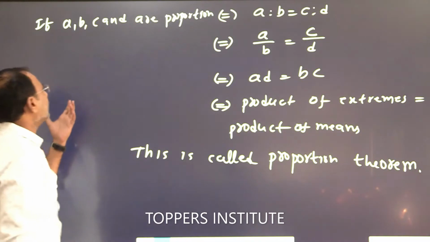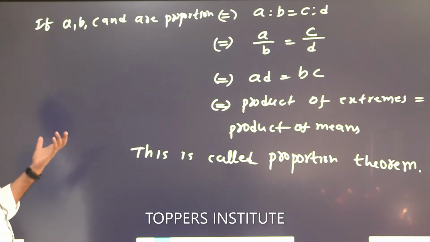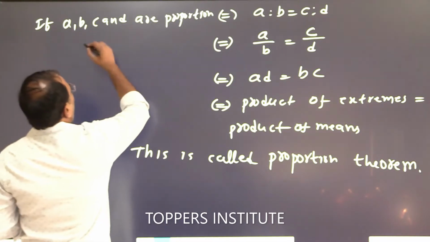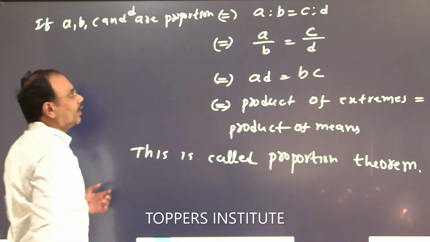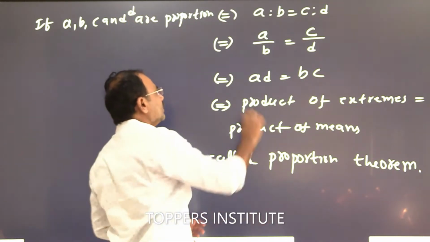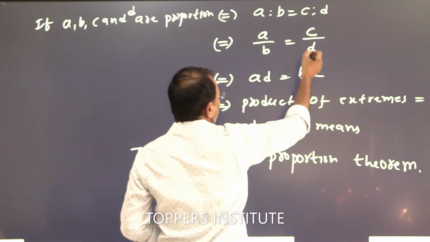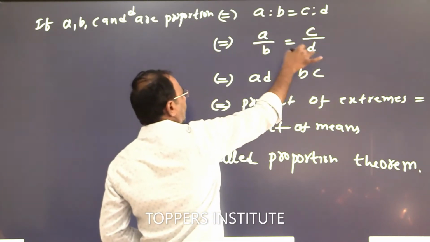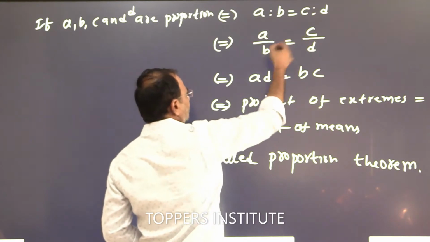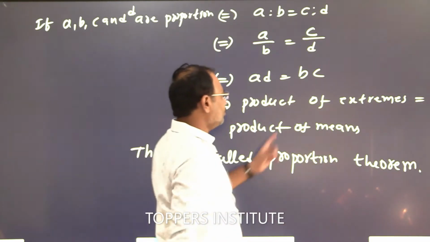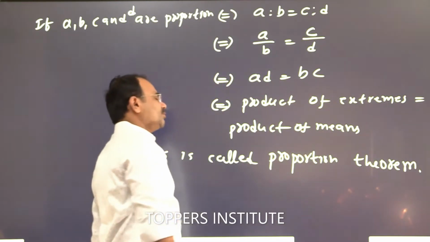So if A, B, C and D are in proportion, then you can write A is to B is equal to C is to D. This implies A by B is equal to C by D, and taking cross multiplication, A into D is equal to BC, AD is equal to BC. A and D are extremes, B and C are means. Product of extremes is equal to product of means.